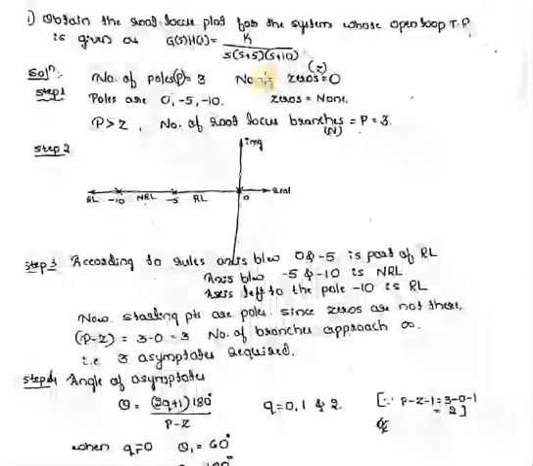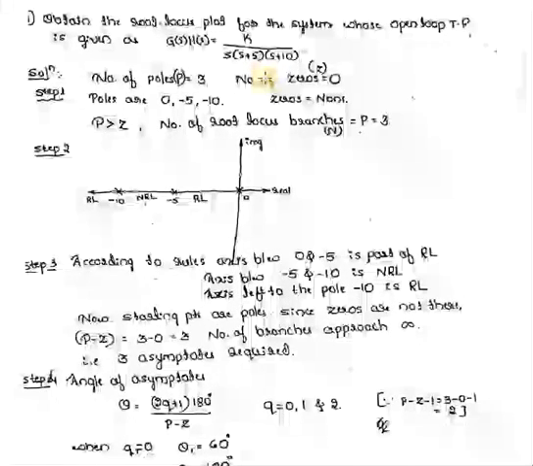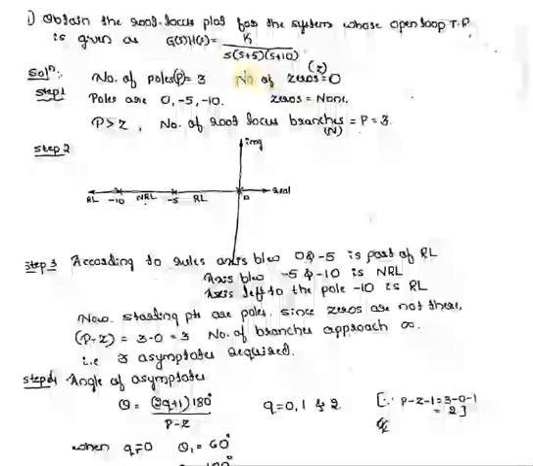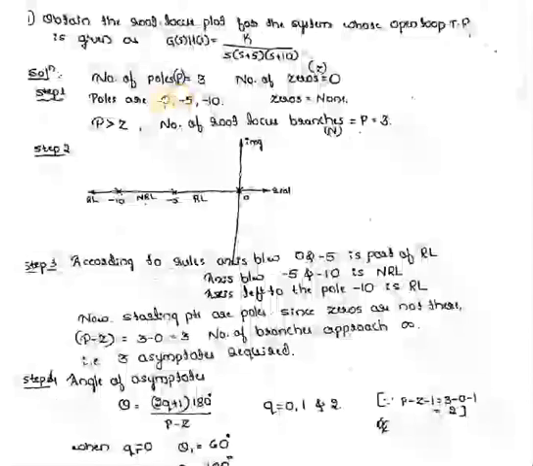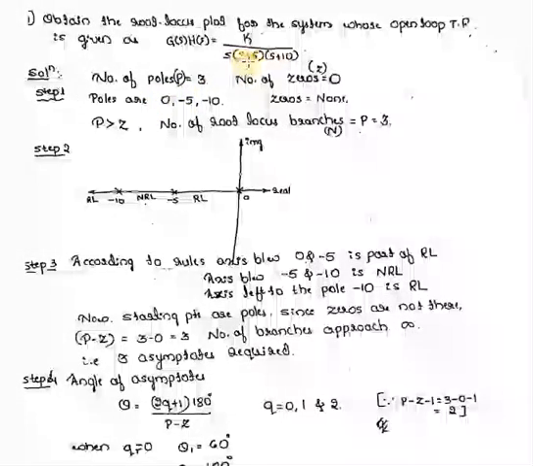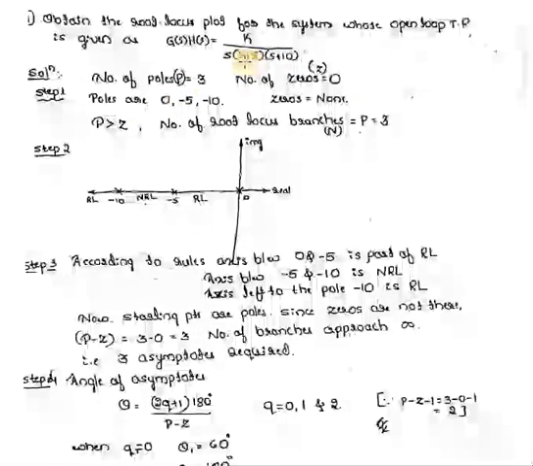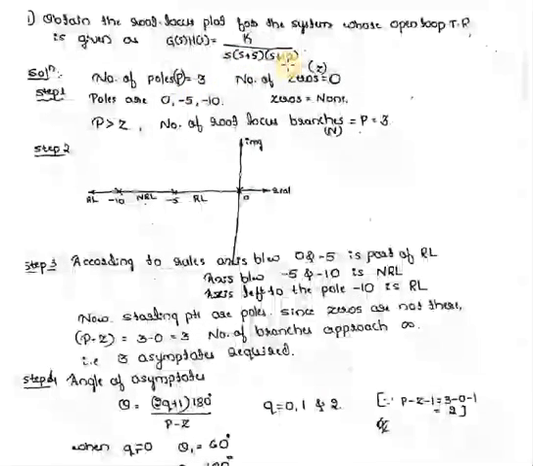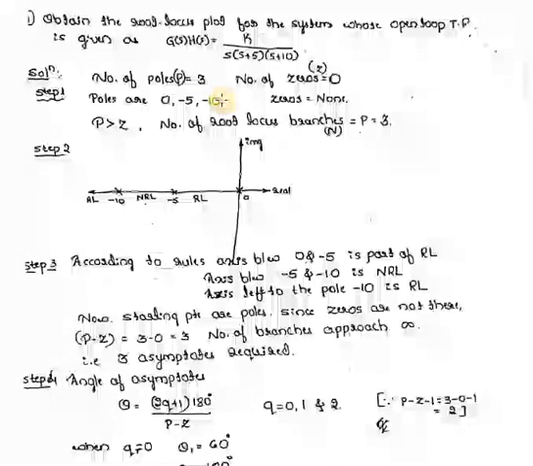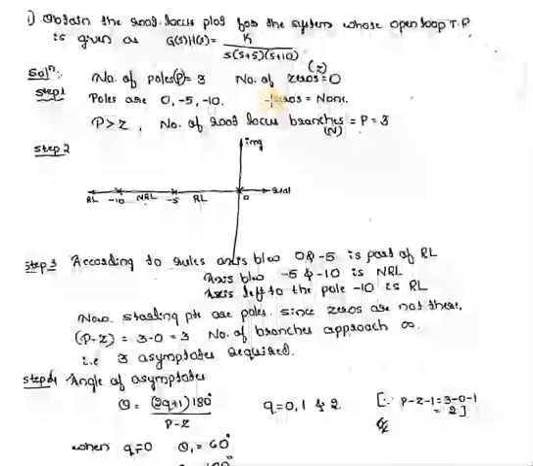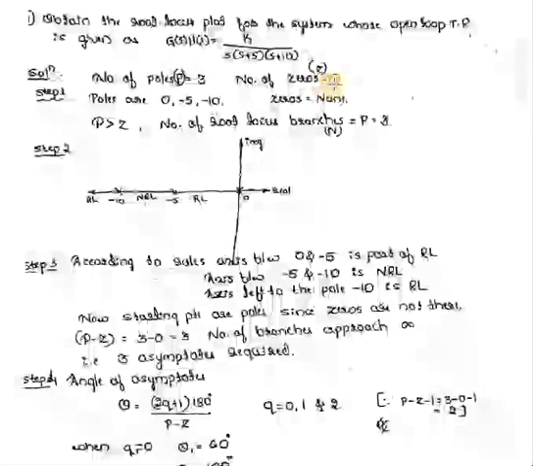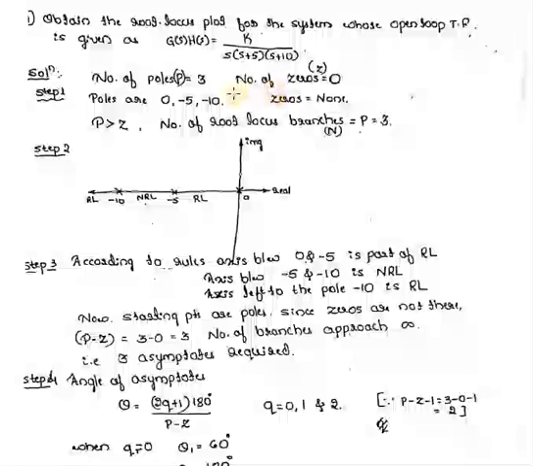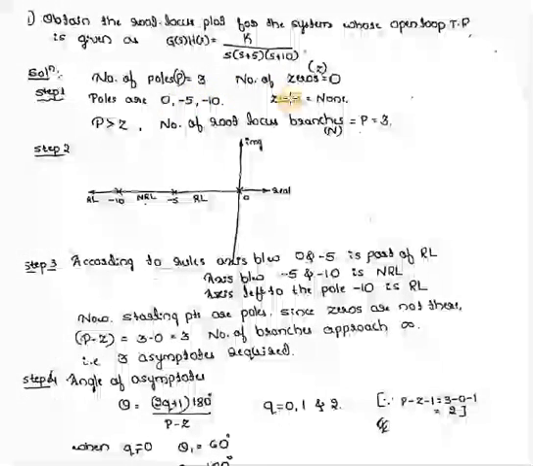After that you need to identify the values of the poles and zeros. First you equate this term to 0, s equal to 0, that means the first pole value is 0. Then s plus 5 equal to 0, from that you get s as minus 5. Similarly s plus 10 equal to 0, from that you get s as minus 10. So the poles are 0, minus 5 and minus 10, and the number of zeros is 0, so it is none.